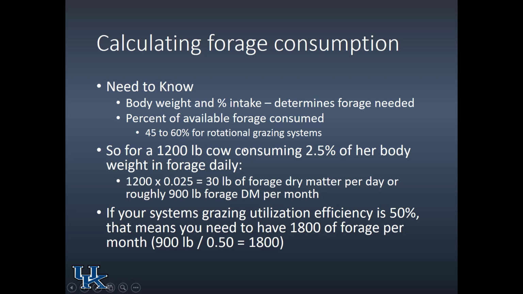So for a 1,200-pound cow consuming 2.5% of her body weight in forage daily, that's 1,200 times 0.025, and 0.025 is 2.5% expressed as a decimal. That's going to be 30 pounds of forage dry matter per day, or roughly 900 pounds of forage dry matter per month that has got to be consumed by that 1,200-pound cow. If your system's grazing utilization efficiency is 50%, that means you've got to have on offer 1,800 pounds of forage per month, or 900 divided by 50% as a decimal is 1,800 pounds.